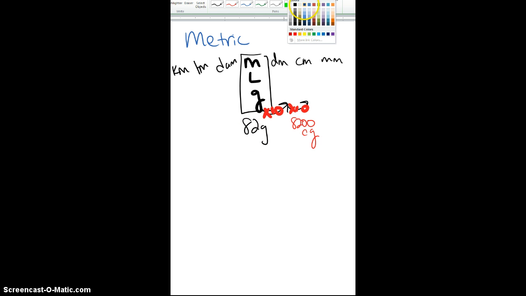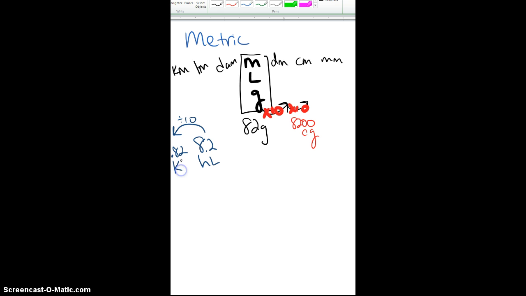If I have, say, 8.2 hectoliters, and I want to go to kiloliters, I'm going 1 jump this way. So my decimal is going to go 1 jump that way also, 1 jump to the left, which is 0.82. And again, it should make sense that it's 10 times smaller because I'm going to a bigger unit, so I'm going to have less of them. So I'm going to divide by 10 because I'm going from a lot of a smaller unit to less of a bigger unit.